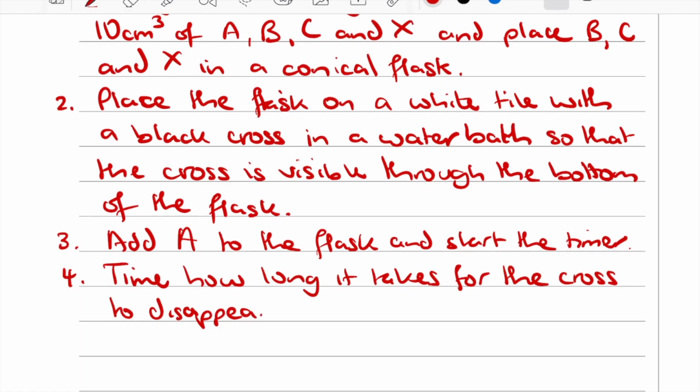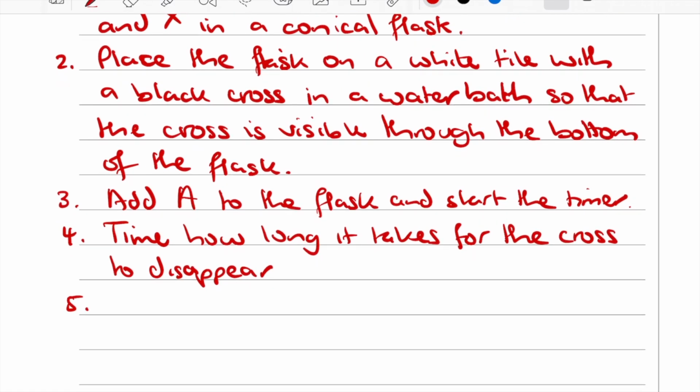Okay. And then we're going to repeat steps 1 to 4. We're going to have to use the same volumes and concentrations of B, C, and X because they are our control variables, but we're going to change the concentrations of A. However, we must keep the same volume of A.